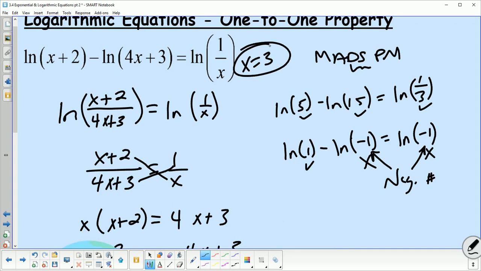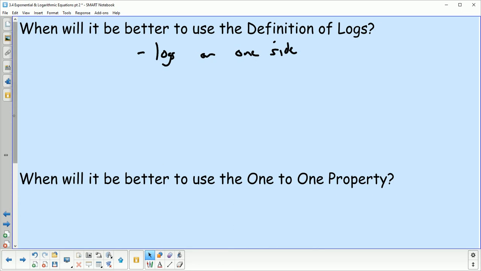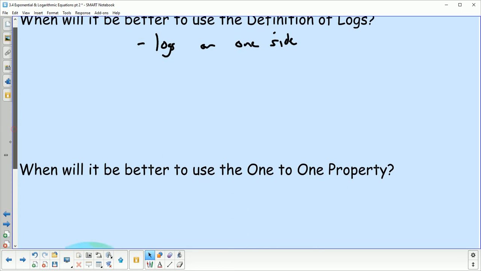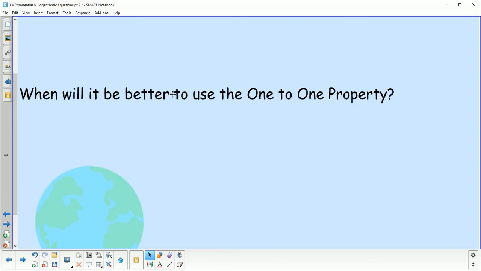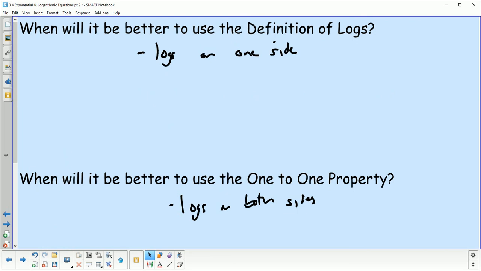Okay, so we need to make sure we check by plugging in, especially negative numbers, and when we decide when to use each one. Definition of logs is probably going to be easier to use when you have logs on one side already. Really we're going to be able to use either one of these pretty much all the time. But when we already have all the logs on one side, it's probably easier to use definition of logs. And when to use the one-to-one property is when we have logs on both sides. Now both of these are important that we have logs with the same base.